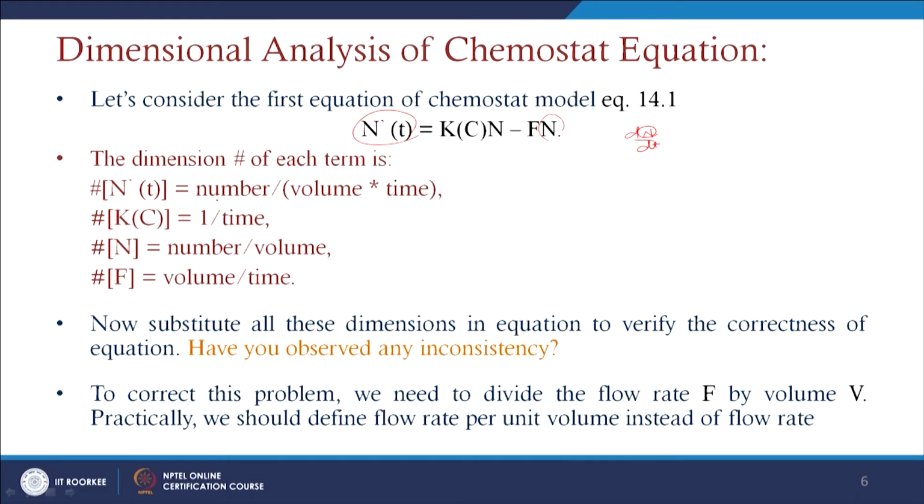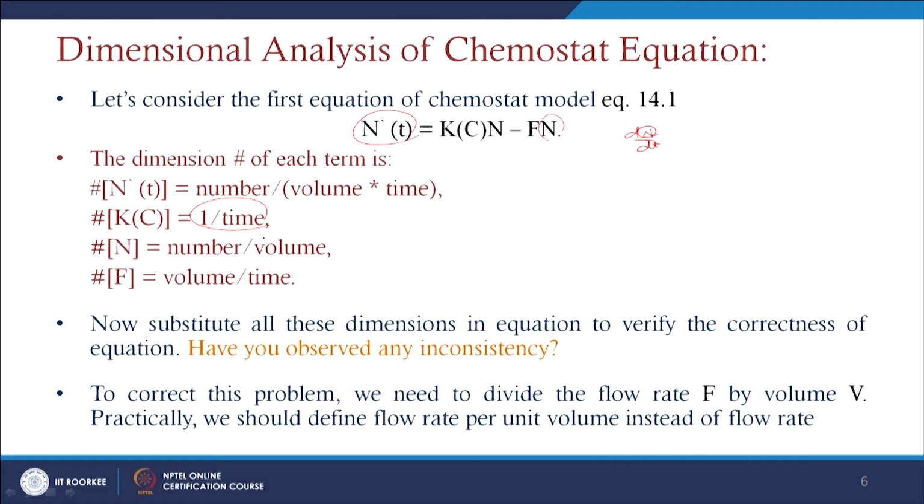So that is why this dimension can be defined as a number per volume into time. And K of C, your rate of change of population level, depends on time only, so that is why it has been defined as 1 over time. And the number N is the total number of the population, or the total number of cells, that depends on the number per volume. And F is a flow rate, which depends on volume over time.